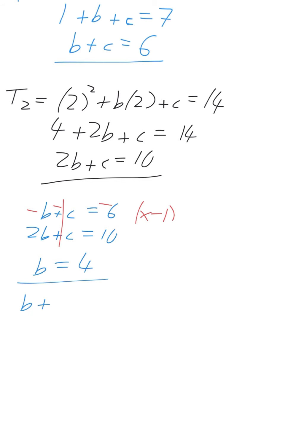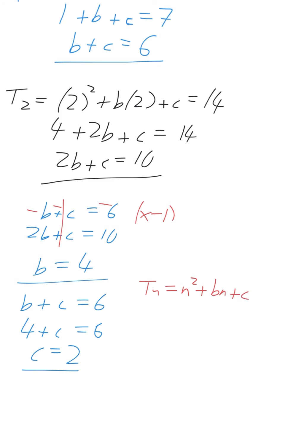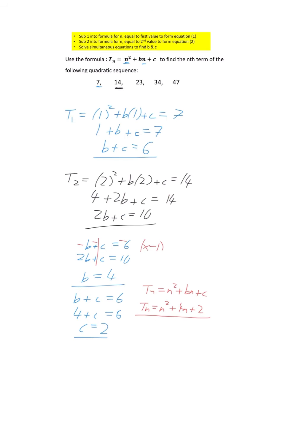I'm going to sub that now into one of the originals. The top one's a lot easier. So that will be 4 plus c equals 6. So then c equals 2. Okay, so put those now into the original formula of Tn equals n squared plus bn plus c. So Tn equals n squared plus 4n plus 2. And there's our general term for that quadratic sequence.